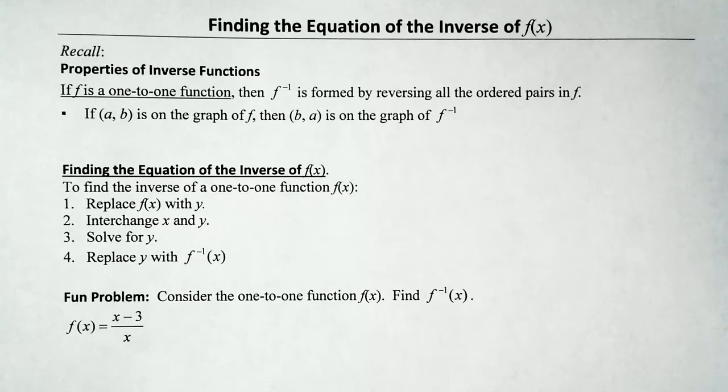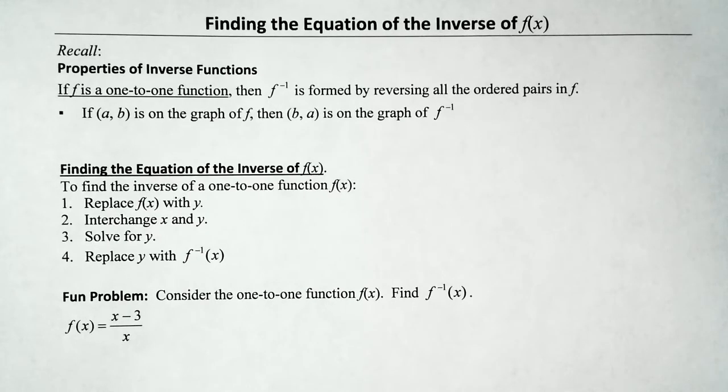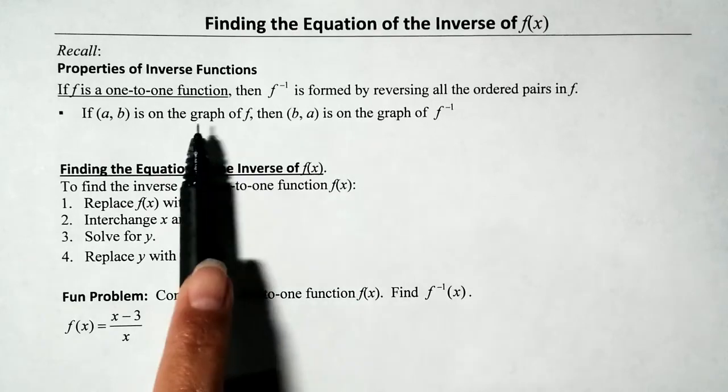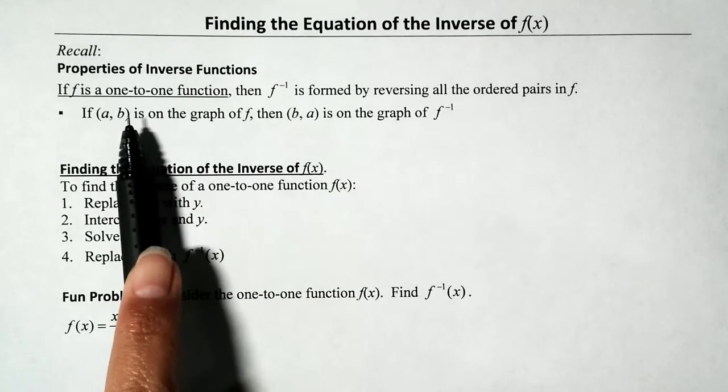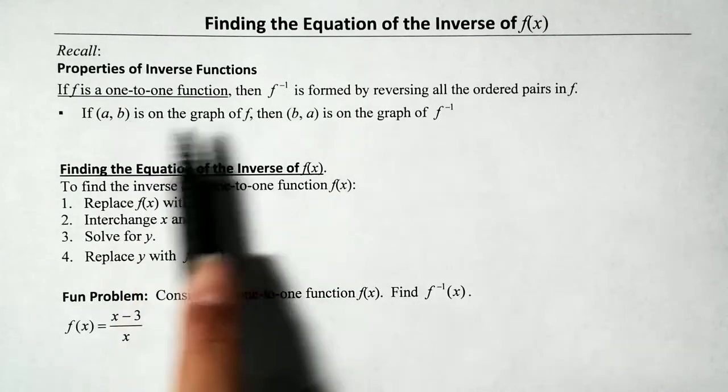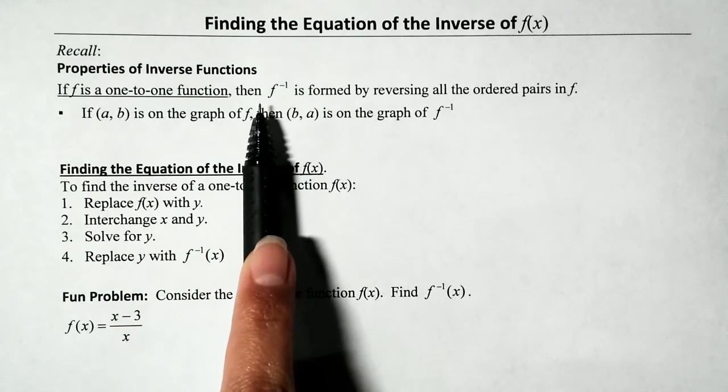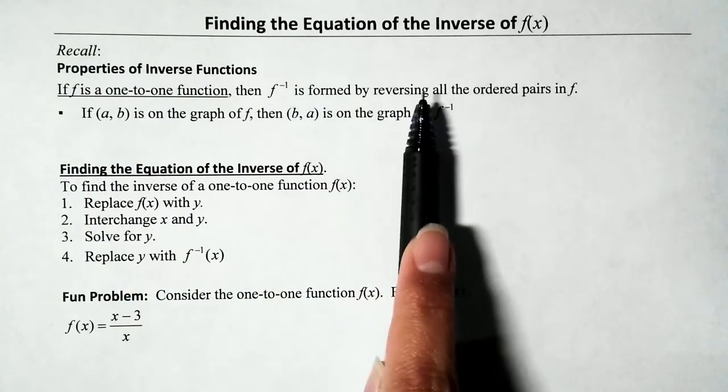Hi guys, today we are going to focus on finding the equation of an inverse. So a quick overview. If f is a one-to-one function, that is the key. It can't just be a function, it has to be one-to-one. If f is a one-to-one function, how do we find the inverse? To find the inverse, we just reverse all the ordered pairs in f.